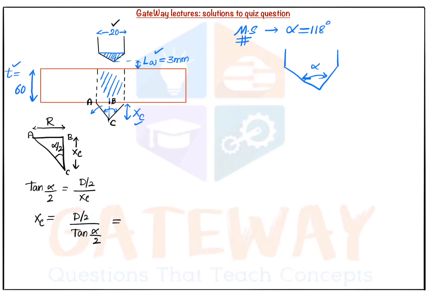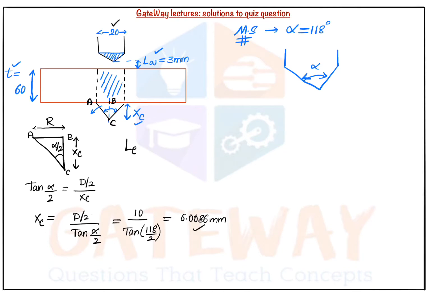The diameter in the question was given as 20. So 20 by 2 is 10, divided by tan of alpha by 2, that is 118 degrees divided by 2. From that we get the value of XC as 6.0086 mm. So XC was obtained.